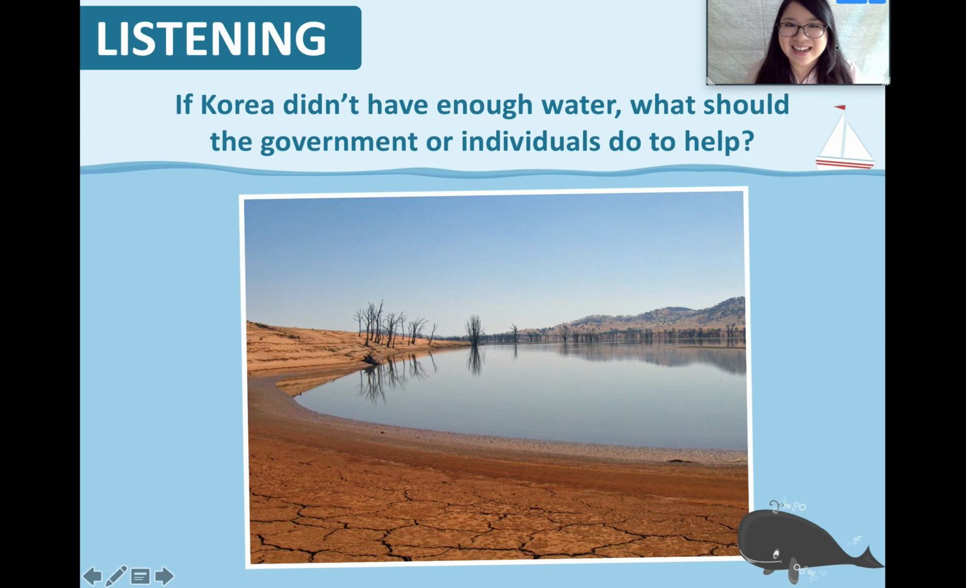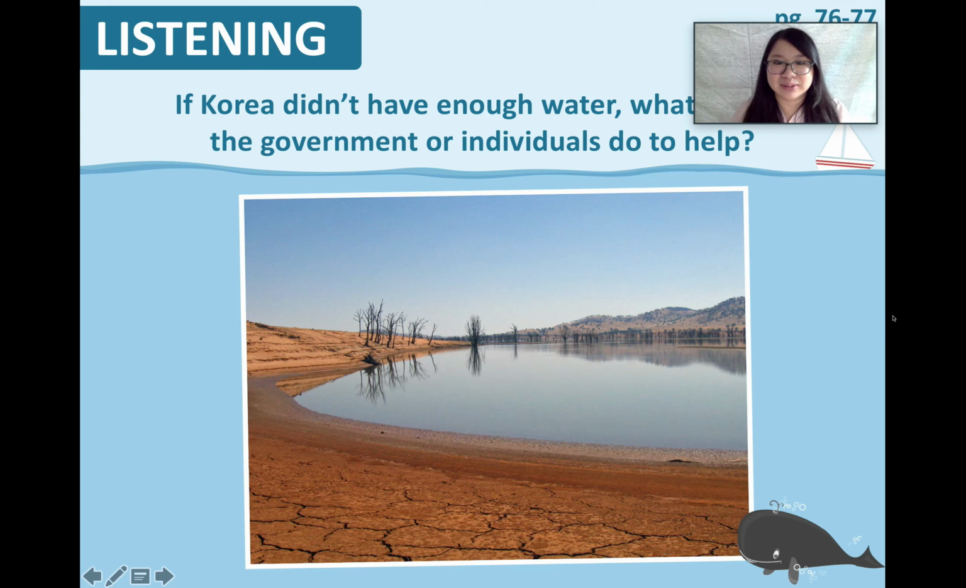If Korea didn't have enough water, what should the government or individuals do to help? Imagine one day there is a really dry, hot summer in Korea with no rain at all. How can we help farmers who need water to grow food? How can we help people who don't have clean water to do what they need to do in their life? Well, we're going to listen to some people discussing this exact problem.